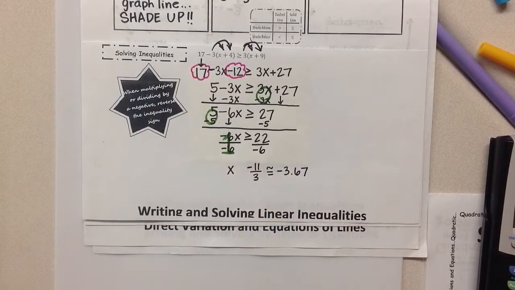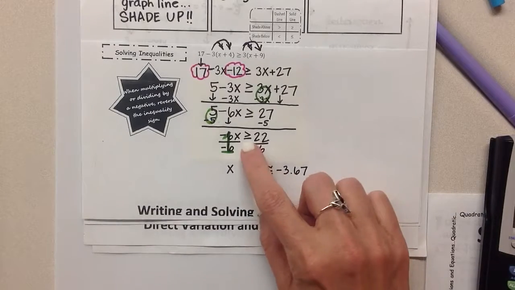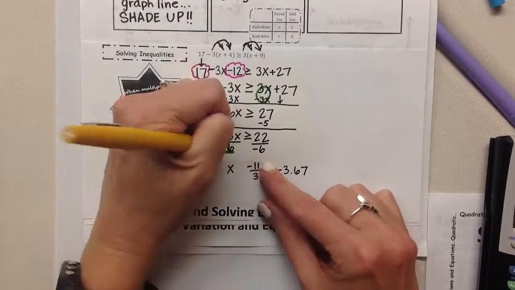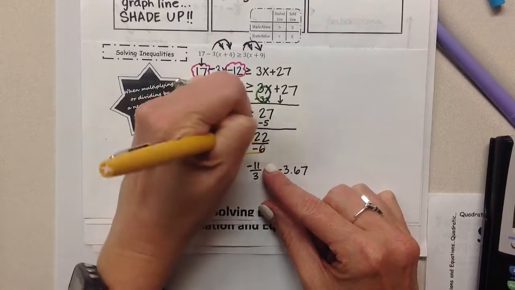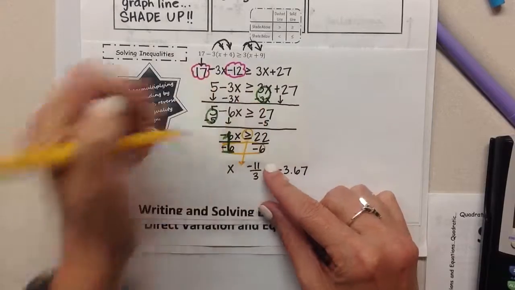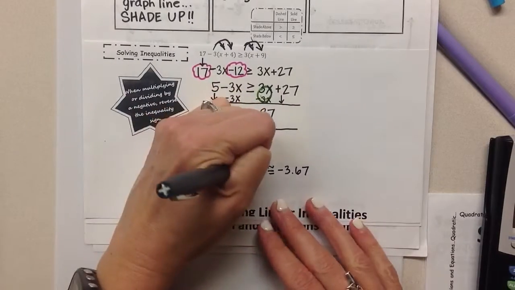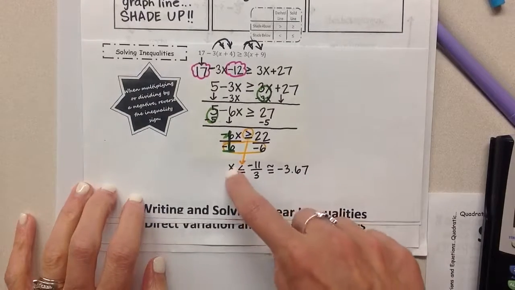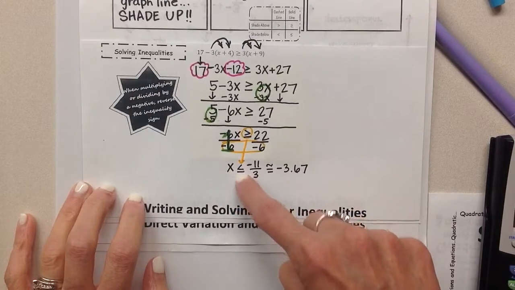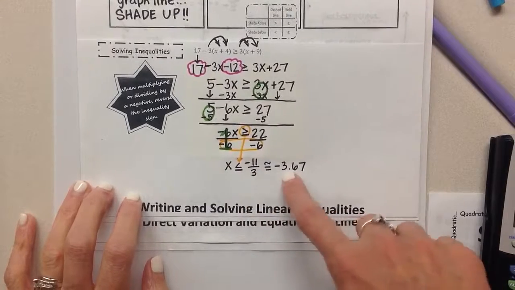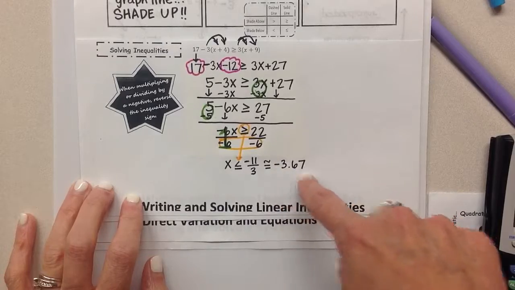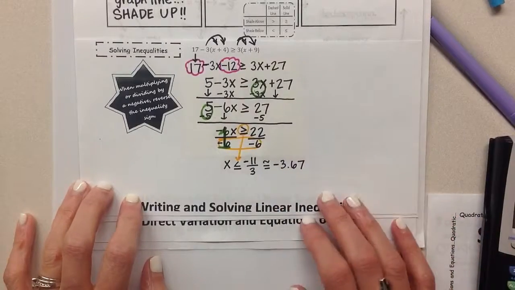But I want to go back to my inequality symbol, and I want to look at, is this going to flip-flop? Now remember, you have to look at what you divided by, and we divided by a negative number, which means, yes, we are going to flip-flop our inequality. So this is actually going to turn into a less than or equal to symbol. So my answer is x has to be less than or equal to -11/3, or if you want to think of it like this, x has to be less than or equal to -3.67 in order for this inequality to be true.